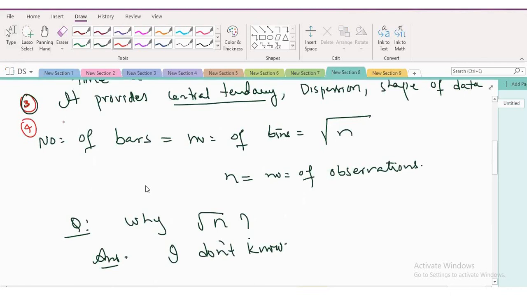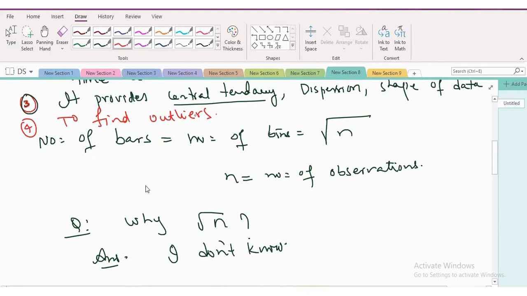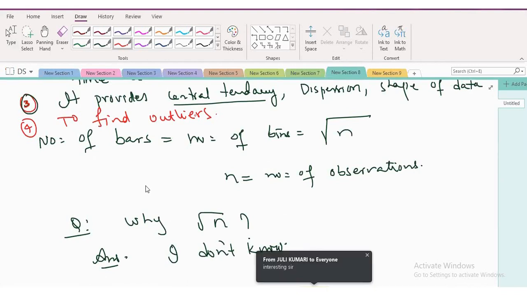Fourth, to find outliers. Makes sense? Is it interesting or becoming boring? Guys, we'll see all those things afterwards.